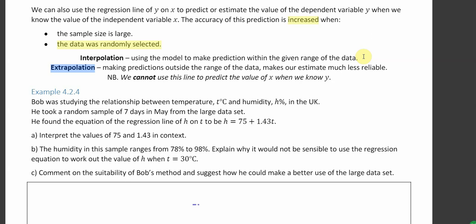We can't say it definitely isn't accurate. It's possible that extrapolated predictions could be accurate. The problem is we can't be sure, so it's much less reliable.